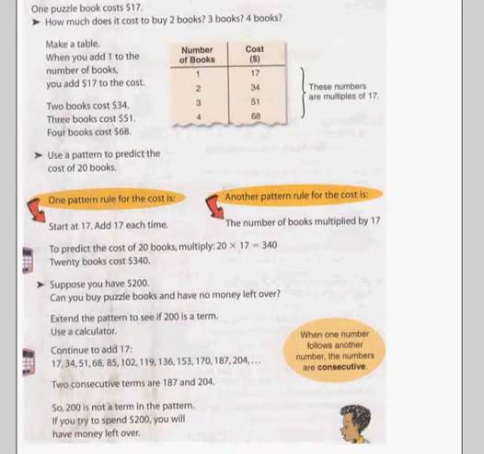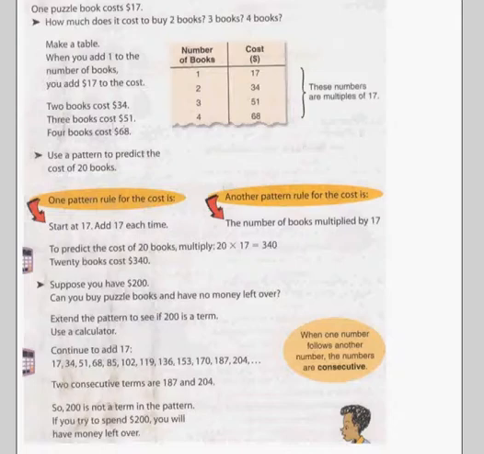Alright, let's look at this. One puzzle book costs $17. How much does it cost to buy 2 books, and then 3 books, and then 4 books? Well, we're going to make a table. You can see we've started one there.